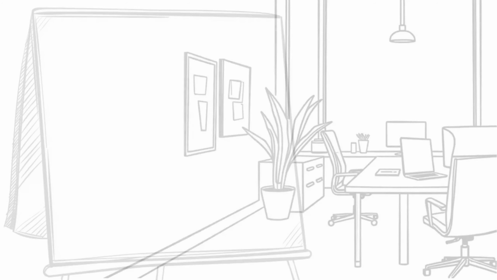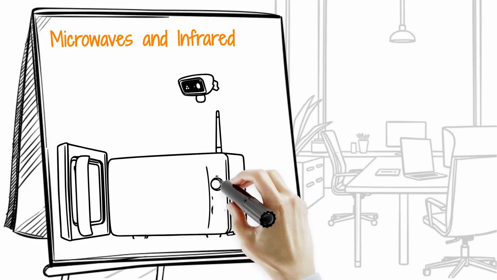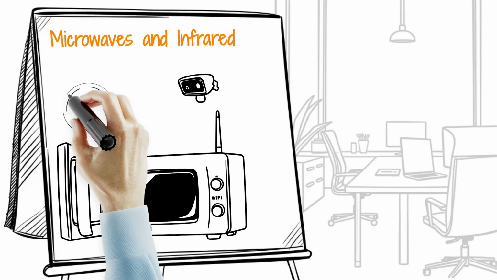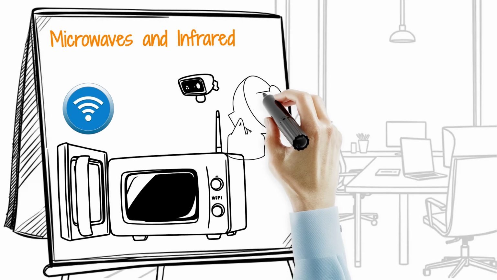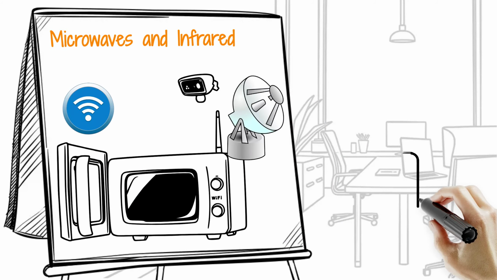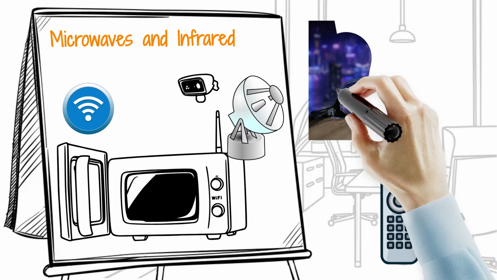Moving up the spectrum, we encounter microwaves, used for cooking and certain types of communication, as in Wi-Fi and radar systems. Next, we have infrared radiation. With shorter wavelengths than microwaves, infrared waves are primarily used in remote controls, thermal imaging, and night vision equipment.